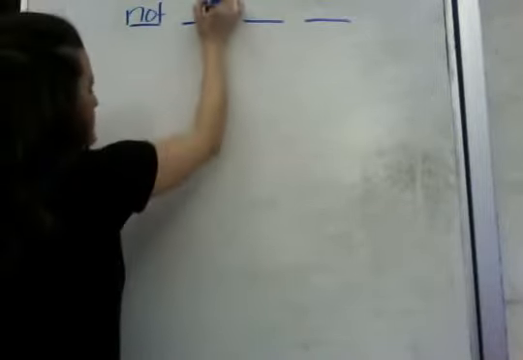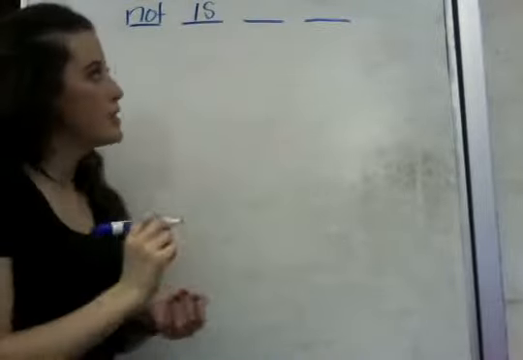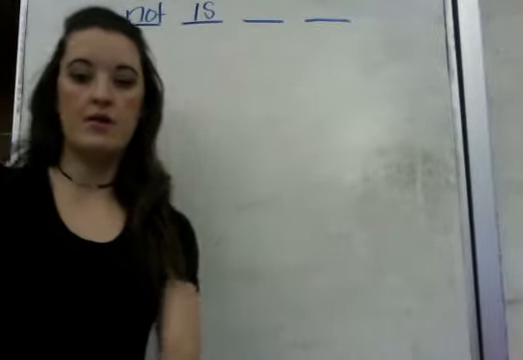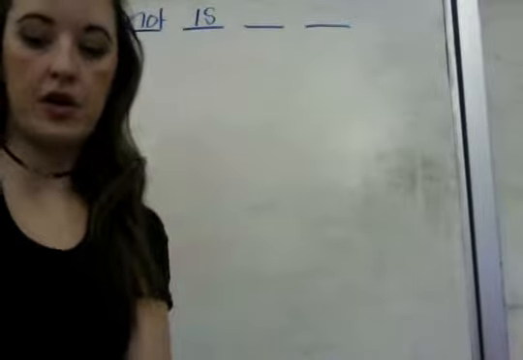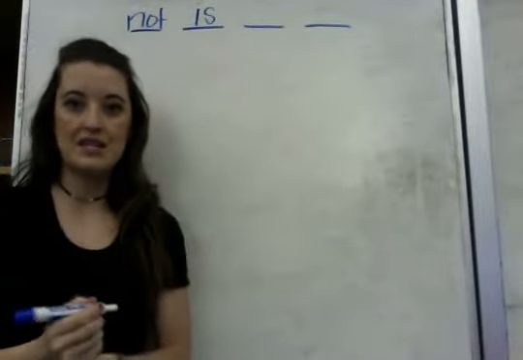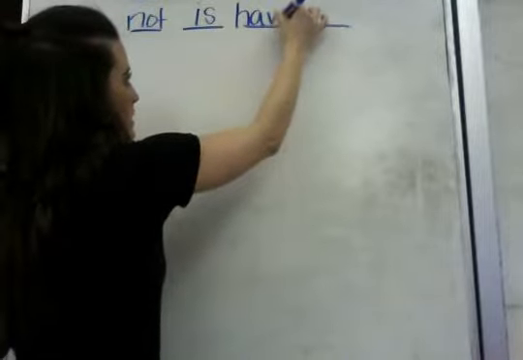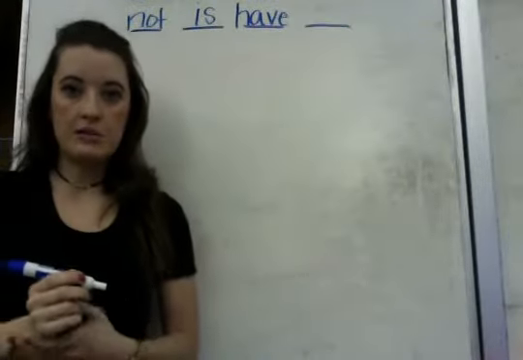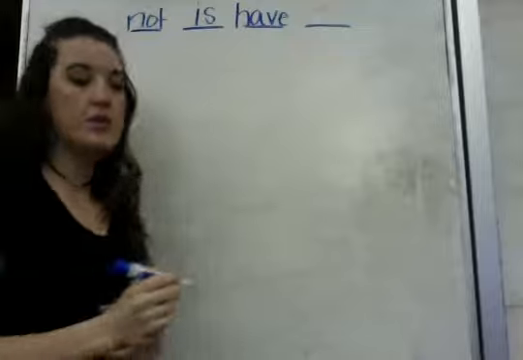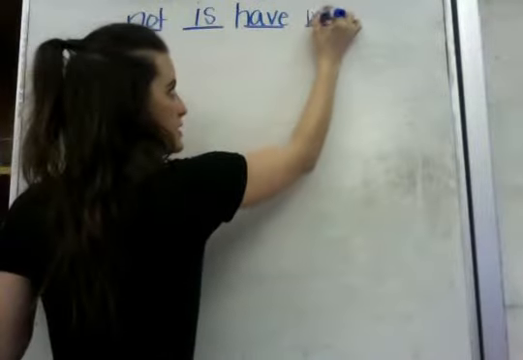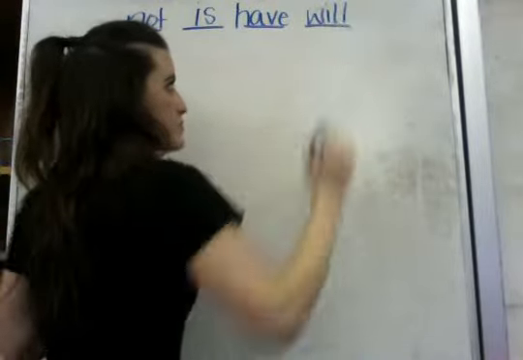Our second word that we're going to be using contractions for is the word is. Let's say and write is. Our third word that we're going to be using contractions for is the word have. Let's say and write have at the top of our third line. And the fourth word that we're going to be using contractions for is the word will. So let's say and write will at the top of our fourth line.